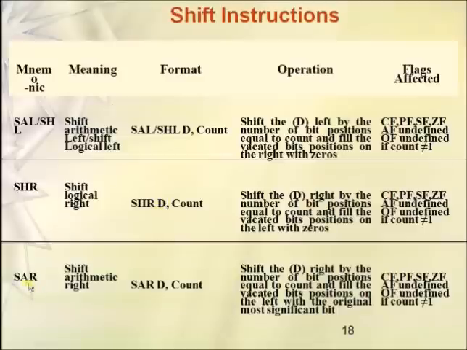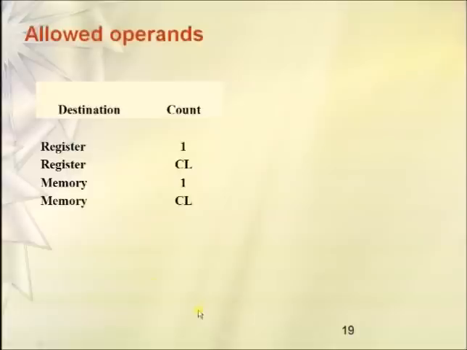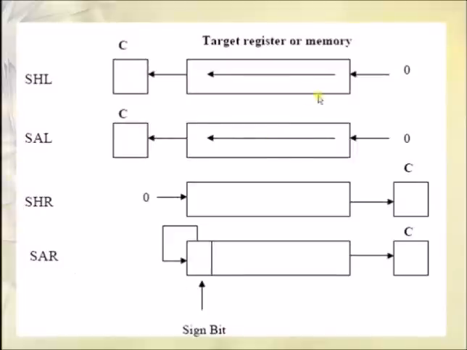In the same way, shift arithmetic right, the syntax is the same, SAR destination comma count. Here the allowed operands: if the destination is a register, the count should be 1. If the destination is a register and you want to shift more than 1 time, you have to use CL. If the destination is memory and you want to move the content inside this memory by 1 time, the count should be the immediate value 1. If you want to move the content by more than 1 time, you have to go with the CL register. So this is how the operation goes on.